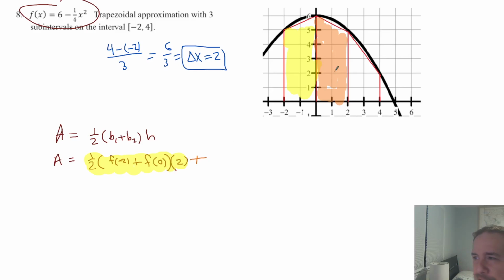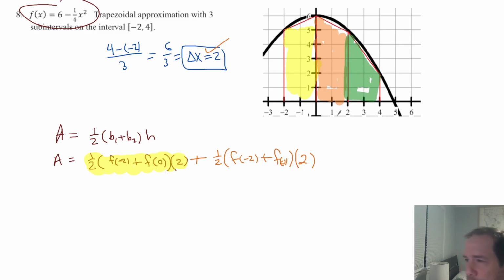But that means this orange guy is again just going to be 1/2 of whatever f of -2 is giving plus whatever f of 0 is giving, and then times our height, which is technically horizontal and is the delta x of this problem, so 2. And then lastly, we've got one more trapezoid. It's this guy in green.